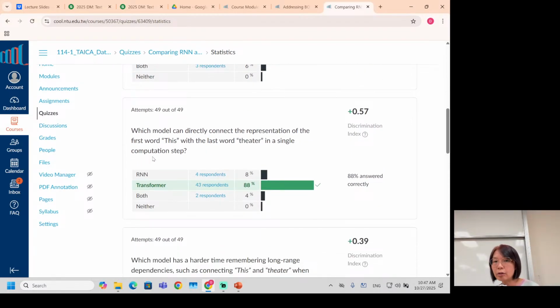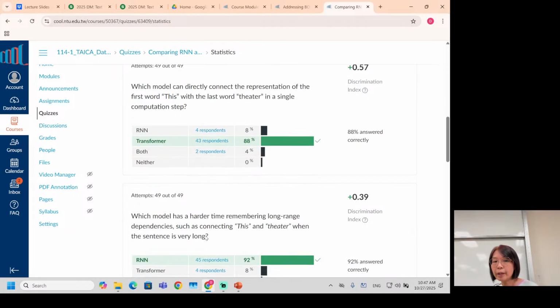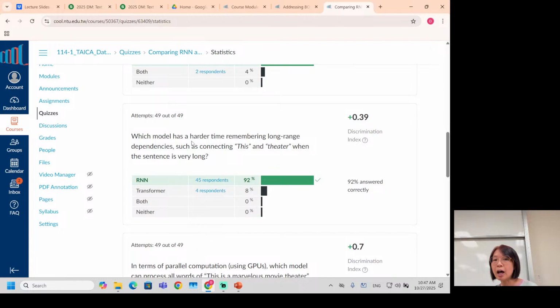Which model can directly connect the representation of the first word, this, with the last word, theater, in a single computation step? That is transformer. Okay, so you can see the advantage of why the transformer in the end became the leading mechanism. Next one: which model has a harder time remembering long-range dependency, such as connecting this and theater when the sentence is very long?